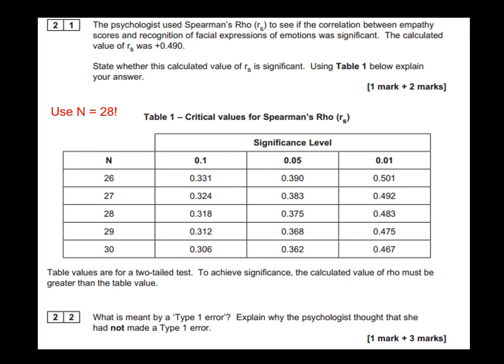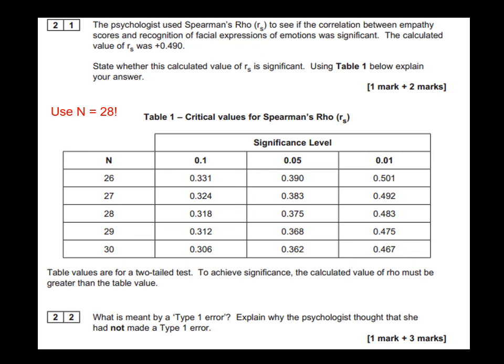Number 22 says, what is meant by a type 1 error? As we've talked about already, type 1 errors are false positives. That's where you're being overly optimistic. Second part of the question: explain why the psychologist thought that she had not made a type 1 error.